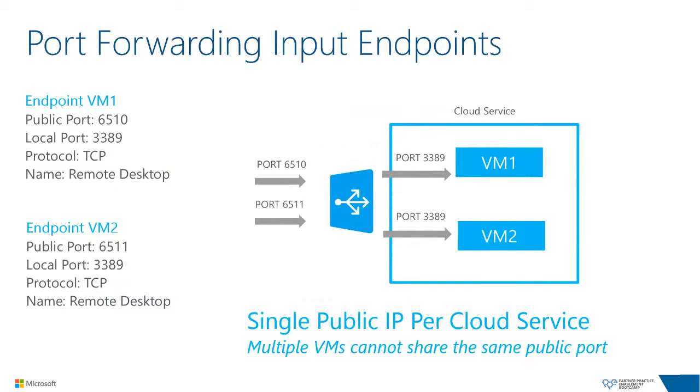Let's dig a little deeper and look at how input endpoint port forwarding works. To allow traffic to reach a specific virtual machine, you define an endpoint. Let's use Remote Desktop as an example. Since there's only one public IP address per cloud service, but you need to reach each individual virtual machine on port 3389, the solution is to create an endpoint for each virtual machine that listens publicly on a unique port and forwards traffic to the fixed internal port of the virtual machine. In this case, when traffic reaches public port 6510, it is then forwarded on to VM1 on port 3389. If traffic comes in on port 6511, it is forwarded to VM2 on port 3389.